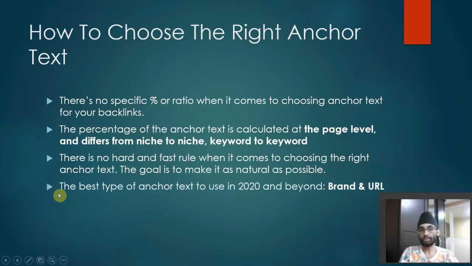And if you want to take out all the headache and not calculate for any anchor text type, then the safest and best type of anchor text to use in 2020 and beyond is brand and URL, right? It's all about brand here. When it comes to SEO nowadays, it's all about building your brand, right? So the safest way to use anchor text is to use your brand or your URL, right? Focus on the brand and focus on making it look as natural as possible.